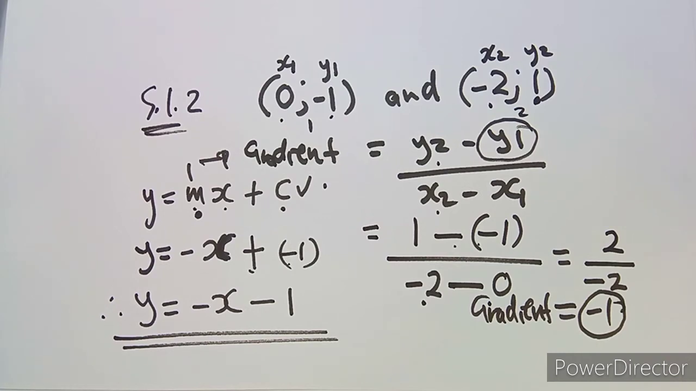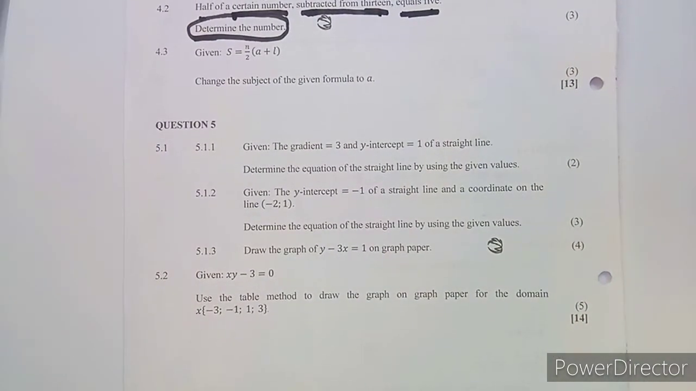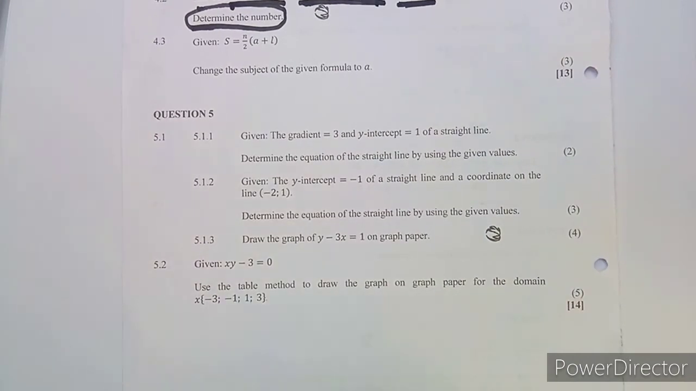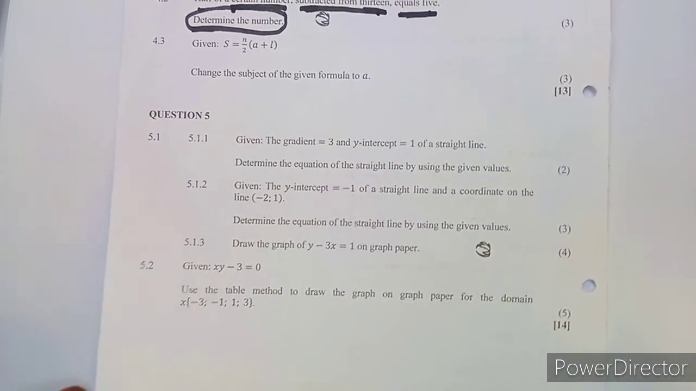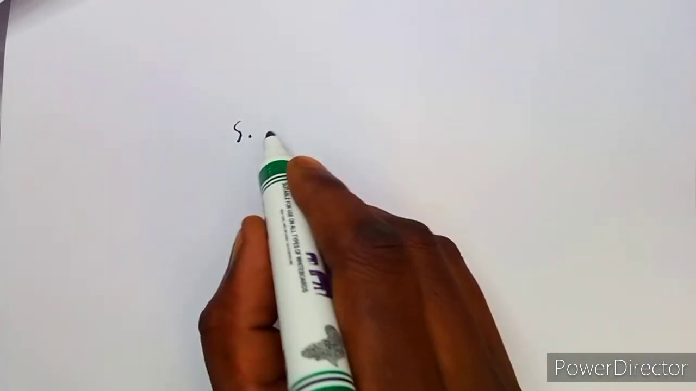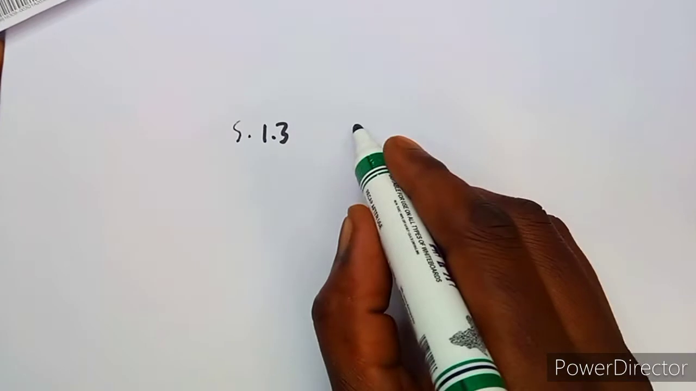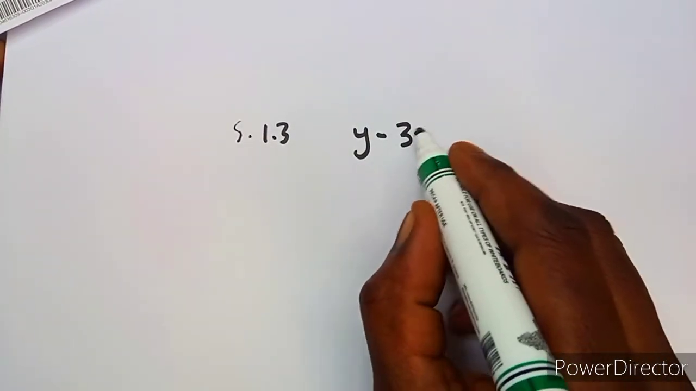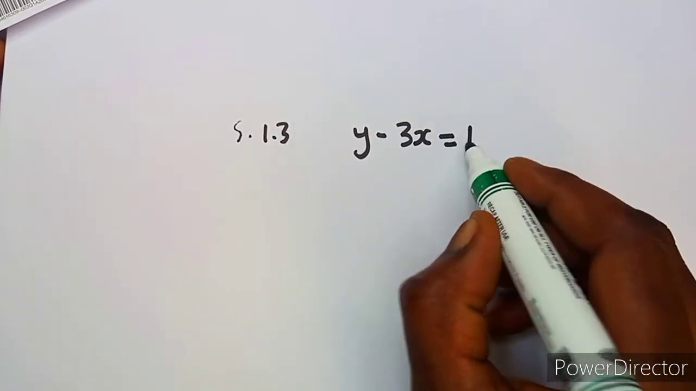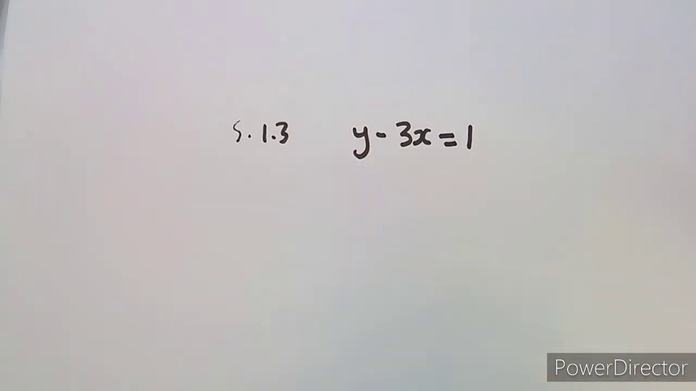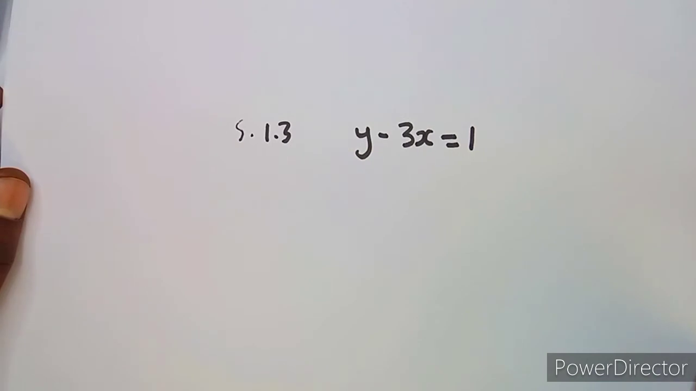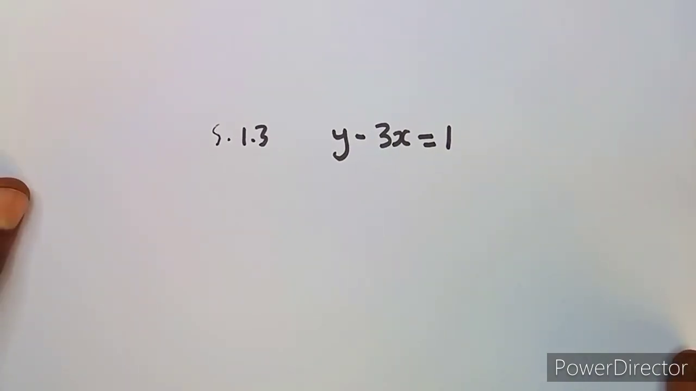Okay, then 5.13: draw the graph of y minus 3x is equal to 1 on a graph paper. In order to draw this line, guys, you are not given values of x to use. You are the one choosing these values.